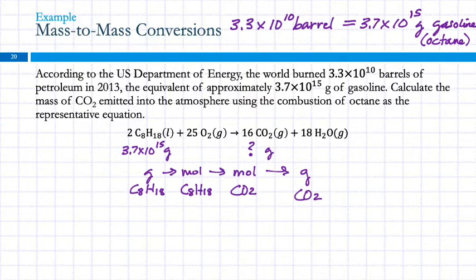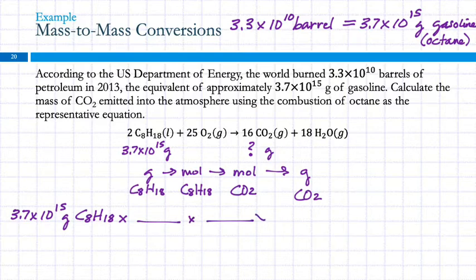It's easy now. I have 3 arrows, so I'm going to have 3 fractions. I'm starting with grams of octane. There's the number. So 3.7 times 10 to the 15 grams of C8H18, times and a line, times and a line, times and a line. Grams of C8H18 to moles of C8H18.